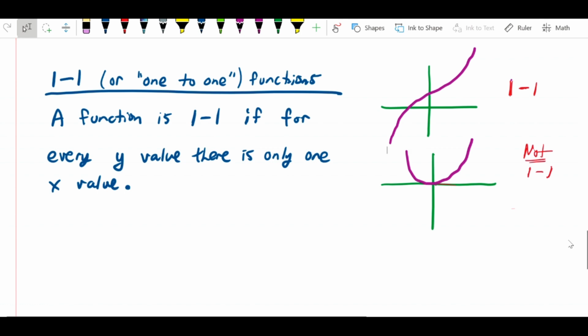We want to move on to the topic of inverse functions, but in order to talk about inverse functions, we first need to define what a one-to-one function is. A one-to-one function is defined this way. We say that a function is one-to-one if for every y value there is only one x value.